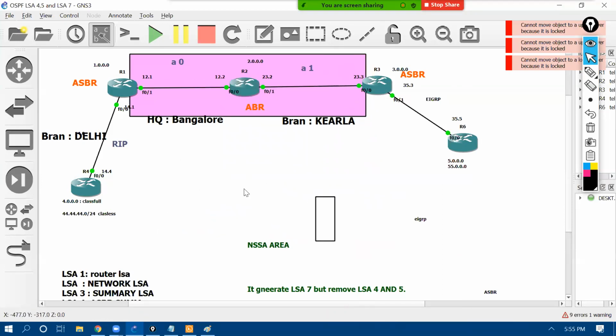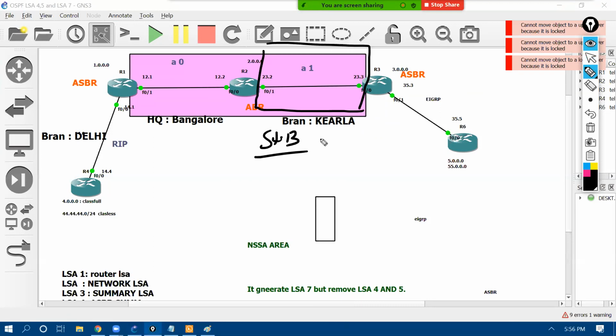So right now what happened, this area is a stub area, right? What is the problem in the stub area? Try to understand this. After some time what happened, this was my branch office in Delhi, this was my headquarter in the Patna location, right? And this is the branch office in the Kerala location. After some time, we opened another branch in the Goa location, and this guy is running the protocol known as EIGRP. This LAN network.